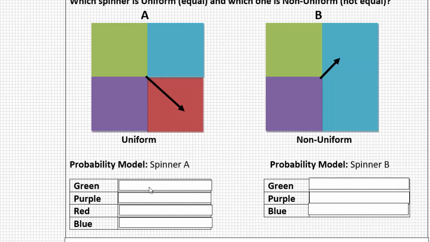But I want you to pause the video if you need to and fill in these blanks. What is the probability on spinner A of getting a green, a purple, a red, and what's the probability of getting blue? So you're going to write that out. And again, you can use fractions, decimals, and percents. And then the same thing for spinner B. Of the total spinner, what is the probability of getting a green? What is the probability of getting a purple? And what is the probability of getting a blue? So take a moment, pausing the video as I mentioned, and see if you can fill in these blanks. And then let's compare our work.